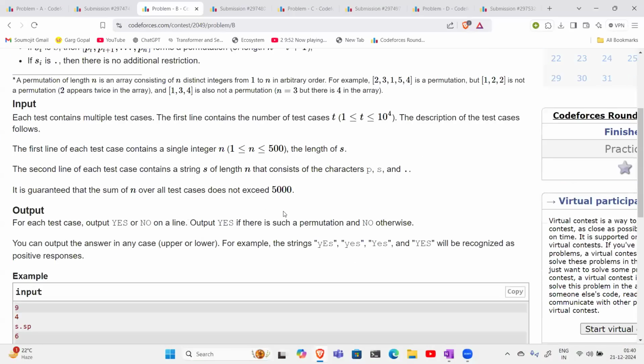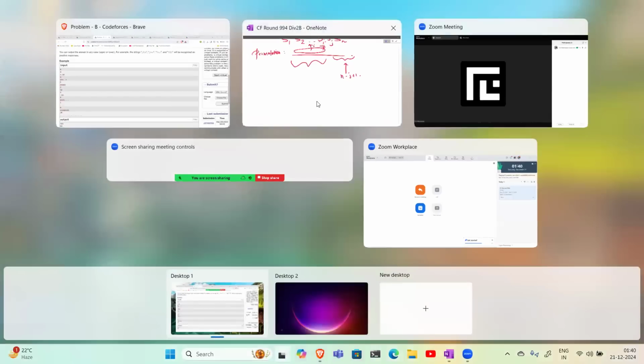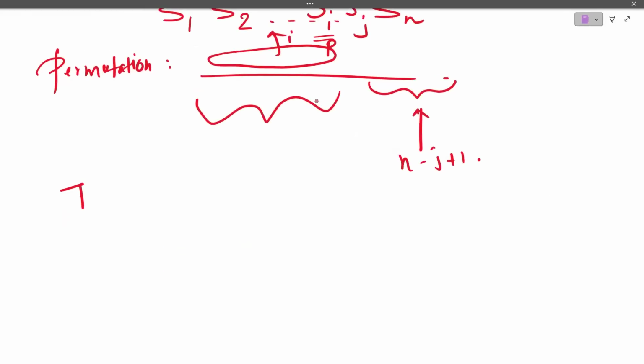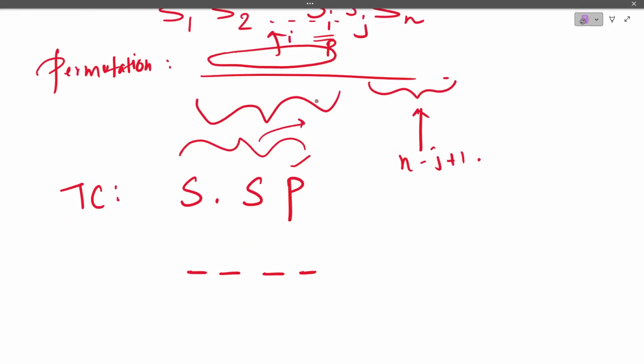So let me pick the first test case, s.sp. Basically we need to create a permutation of length 4. How do we need to create it? Because this is P, this ensures that the first 4 characters must be a permutation of length 4. And since this is S, it says that the last 4 characters must be a permutation of length 4. So this P and S enforce the same condition. This S says that the last 2 characters must be a permutation of length 2. And this dot enforces no extra condition.